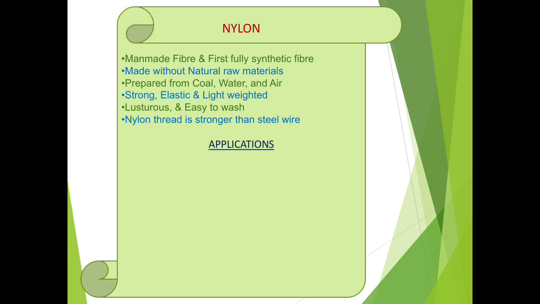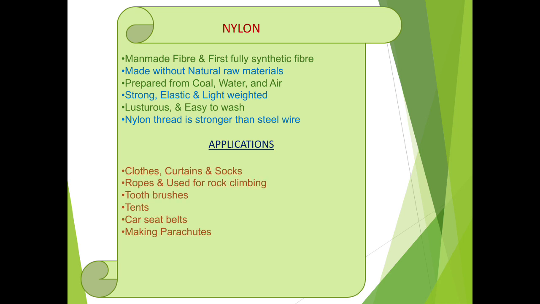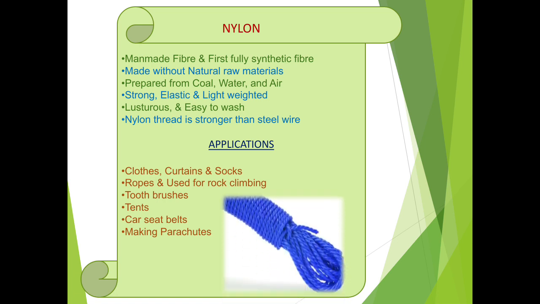Now, the applications of nylon. Here they are. We can make clothes from nylon. Then curtains and socks can be made of nylon. Then we can use nylon to form ropes. You can see here a rope, and nylon ropes can also be used for rock climbing. Then nylon fibers can be used to form toothbrushes. Then it can also be used for making tents, car seat belts, parachutes, etc. So these are the applications of nylon.